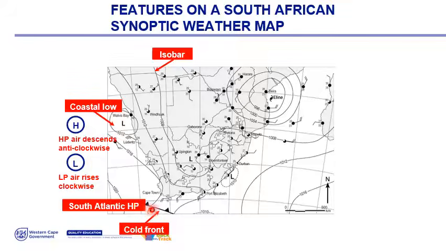This over here is a cold front. Cape Town especially experiences a lot of cold fronts, which bring a lot of rain, and it is just part of a larger weather system known as a mid-latitude cyclone. This over here is a weather station, and we'll look at that a bit more in detail in our next slide.